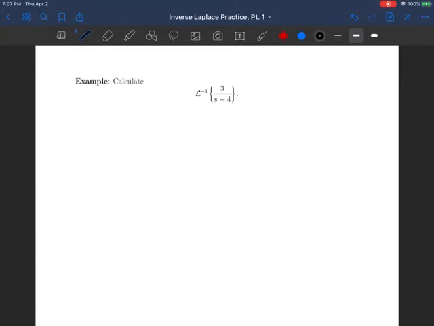Okay, great. Moving on to the next one. Inverse Laplace transform of 3 over s minus 4. So do that one real quick. Should be able to get that very quickly.